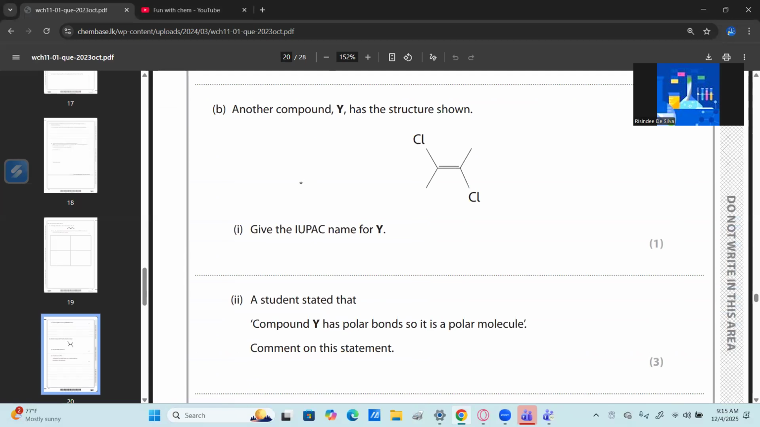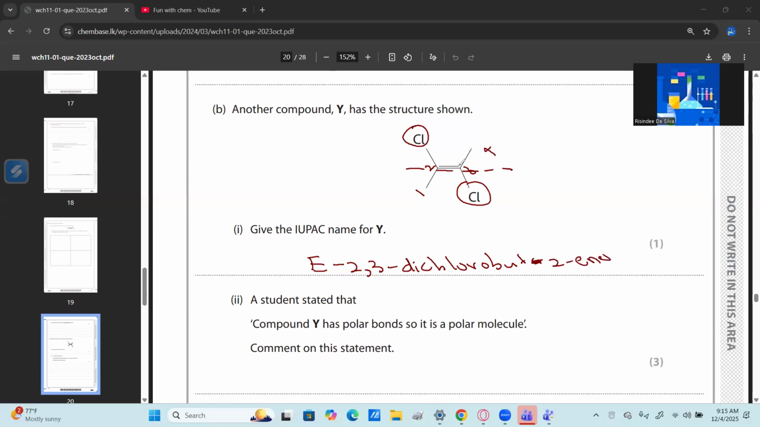So when you write the name of this 1, 2, 3, 4, you can write it as, and also you can see geometric isomers are there. The 2 higher priority groups are on the opposite side. So it should be 2E, 2, 3 dichlorobut-2-ene because it's an alkene.